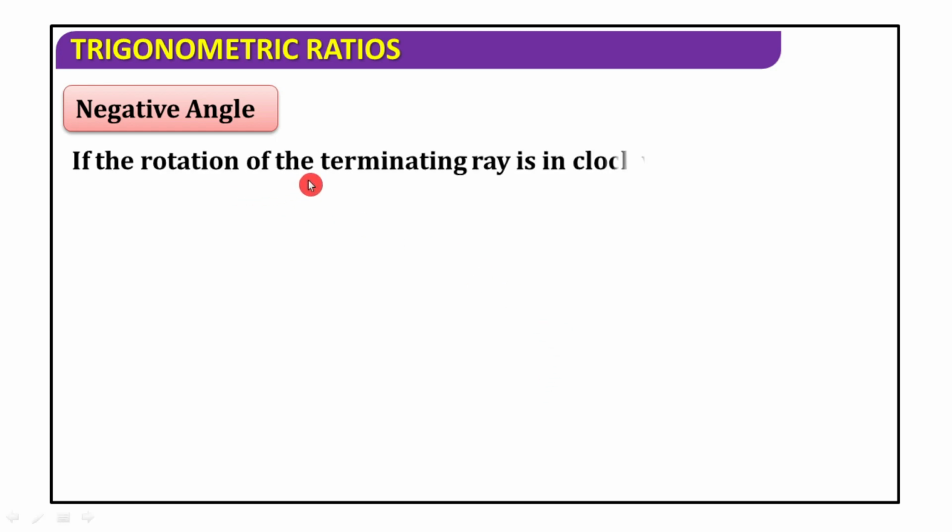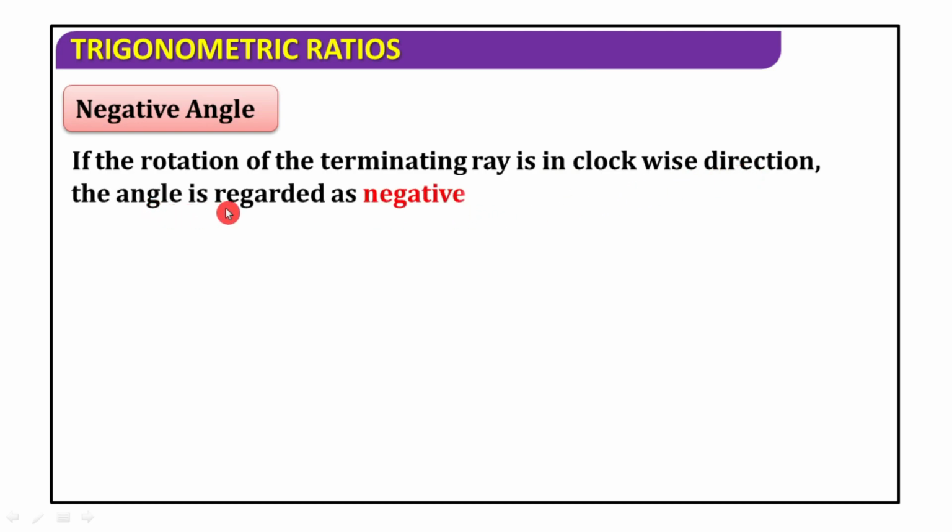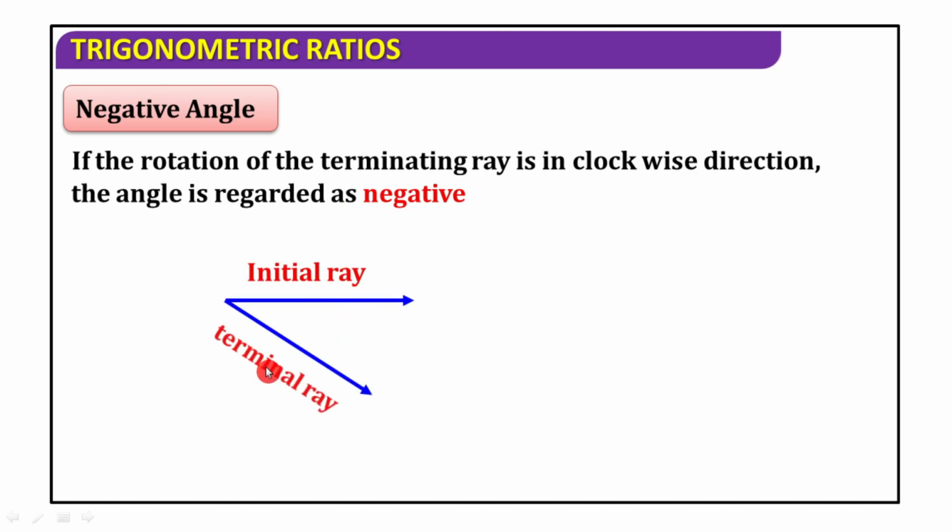If the rotation of the terminating ray is in clockwise direction, the angle is regarded as negative. So this is our initial ray and this is our terminal ray. If the rotation of the terminating ray is in clockwise direction, then the angle is called negative angle, minus theta.